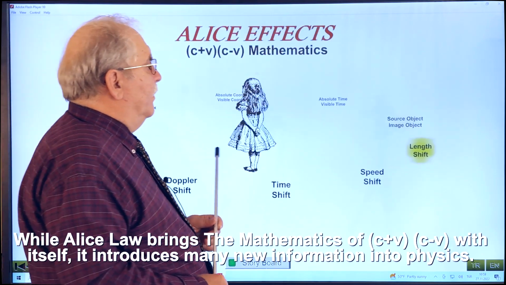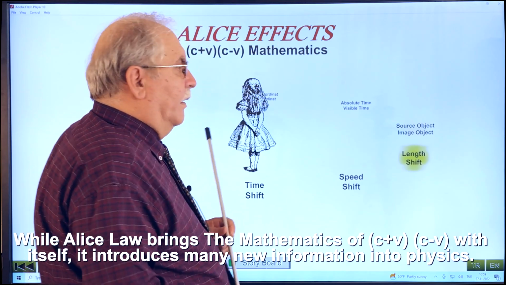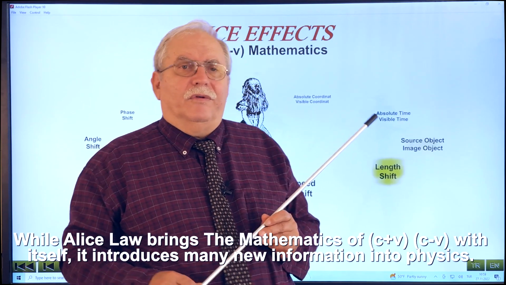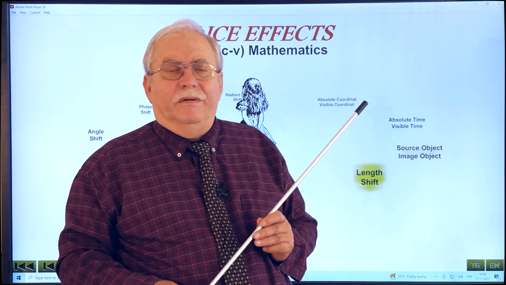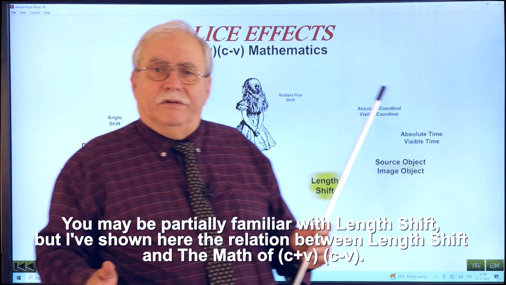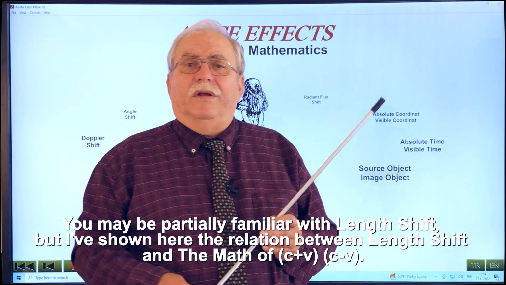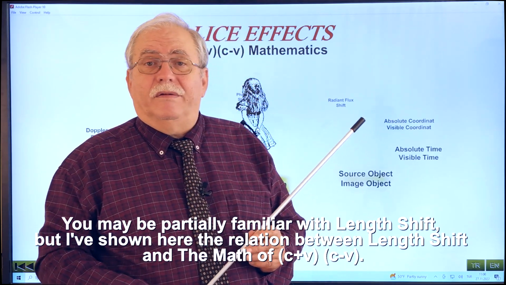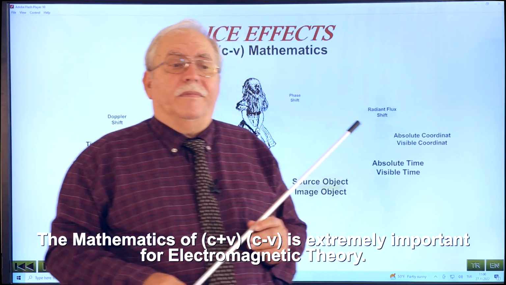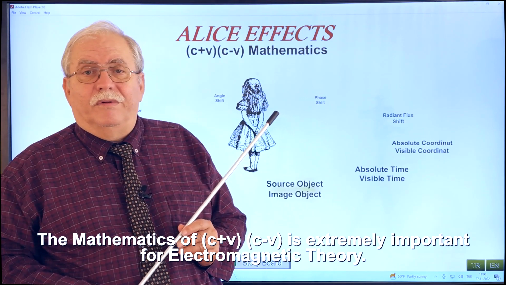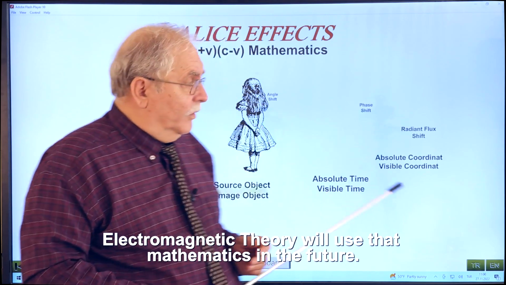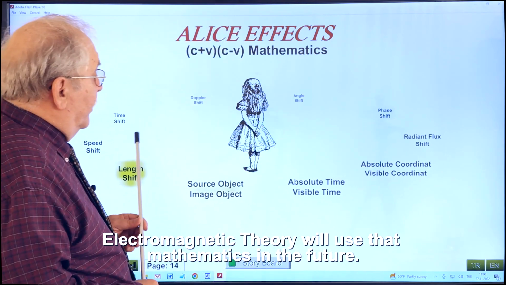While Alice's law brings the mathematics of c plus v c minus v with itself, it introduces many new information into physics. You saw length shift here. You may be partially familiar with length shift, but I've shown here the relation between length shift and the math of c plus v c minus v. The mathematics of c plus v c minus v is extremely important for electromagnetic theory. Electromagnetic theory will use that mathematics in the future.